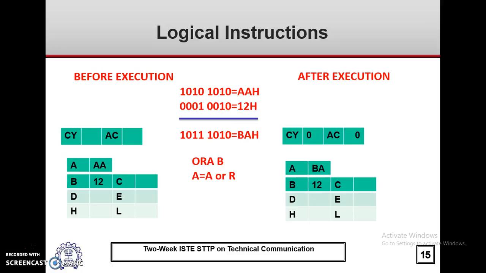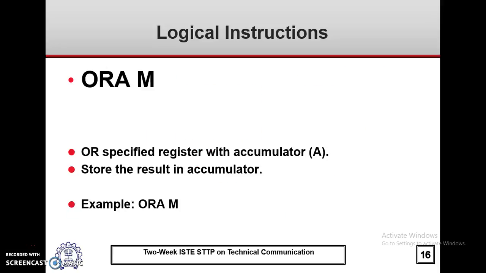Now this is the status of register A and register B before execution of this instruction, and this one is the result of register A and register B after execution of the instruction. Register A means it's nothing but accumulator.